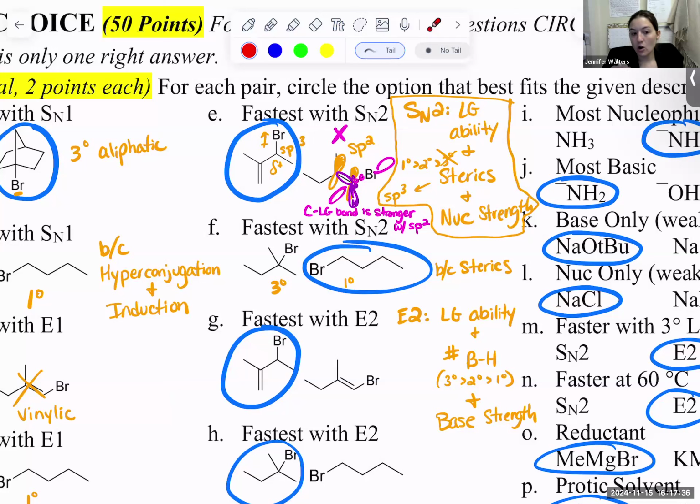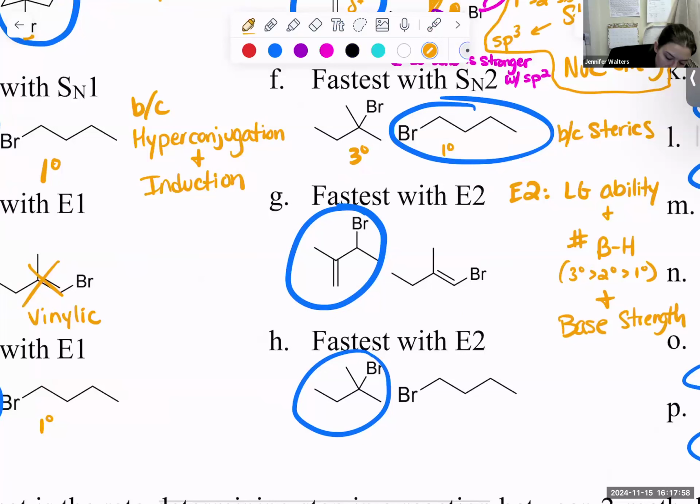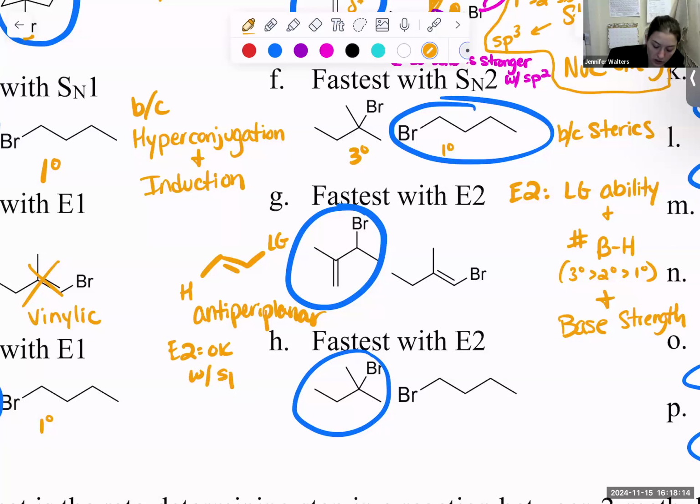E2 can happen on an sp2 hybridized carbon. This was the only mechanism that did work on sp2. Our SN1, E1, and SN2, all three of those do not work on sp2 hybridized carbons directly. E2 is totally fine with sp2, because I will be able to get that anti-periplanar alignment. It's actually locked into an anti-periplanar alignment. So E2 is okay with sp2.